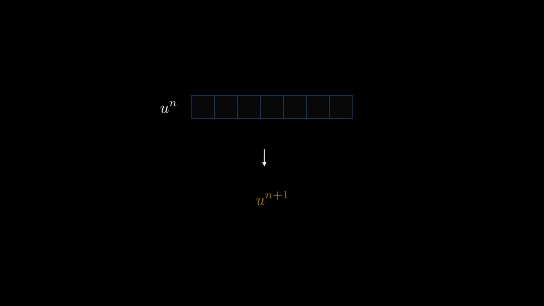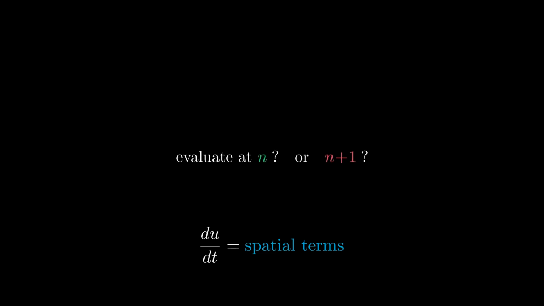Strip a solver down to its core. You know the field right now, at time level n, and you want it one step later, at n+1. The governing equation hands you the rate of change, built from the spatial terms, the fluxes and diffusion between neighboring cells. To take the step, you have to evaluate those spatial terms. Here's the fork. Do you evaluate them using the field you already have at level n, or the field you're still trying to find at n+1? Everything else follows from that one choice.